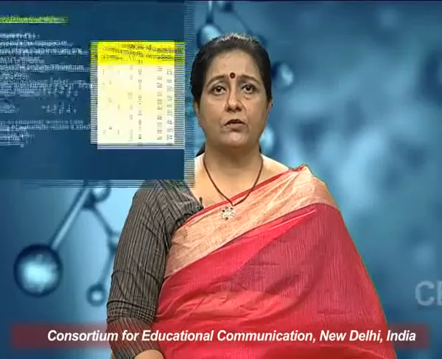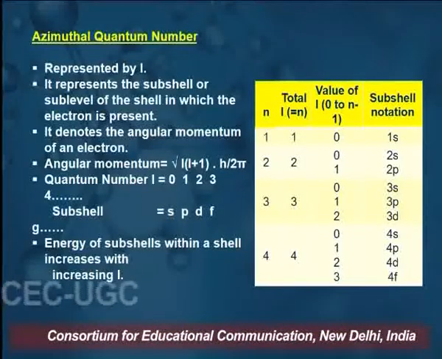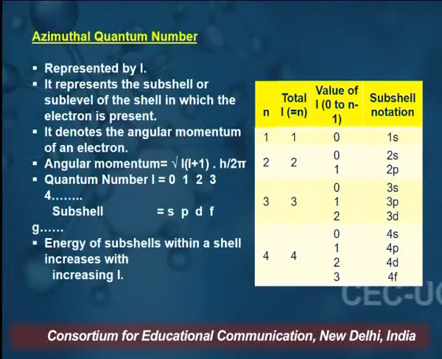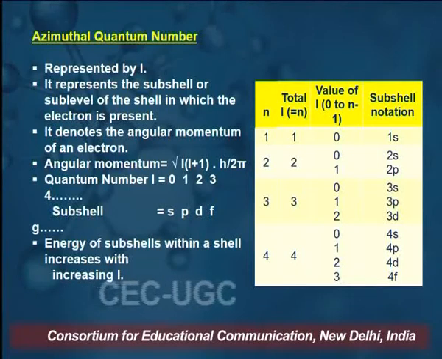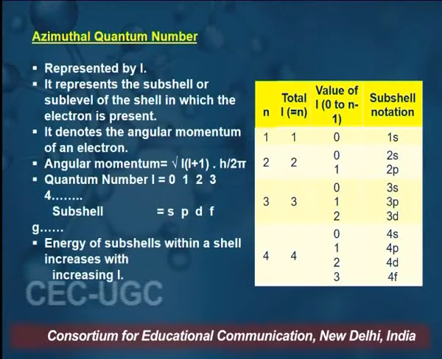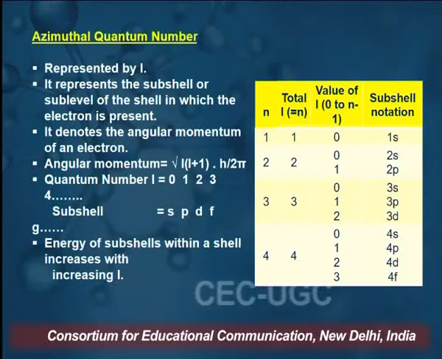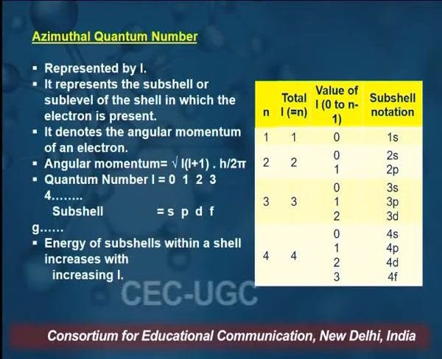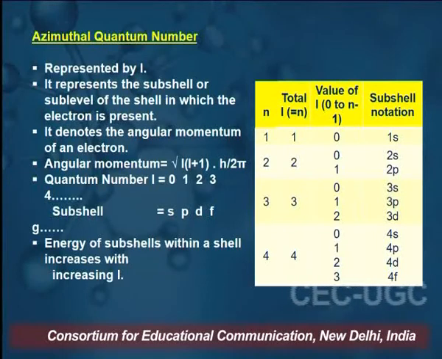Coming to the azimuthal quantum number, represented by l, it represents the subshell or sublevel of the shell in which the electron is present. It also denotes the angular momentum of an electron. Now, if the quantum number l is equal to 0, it is known as s subshell. l equal to 1 is known as the p subshell. l equal to 2 is known as the d subshell, and l equal to 3 is known as the f subshell, and so on. Energy of subshells within a shell increases with the increasing value of l.